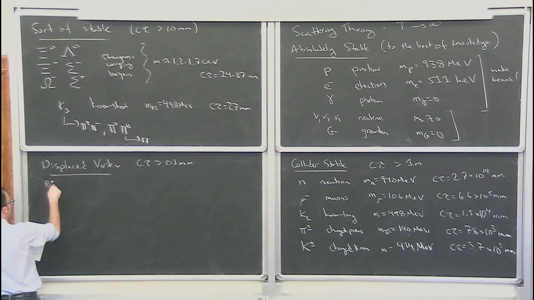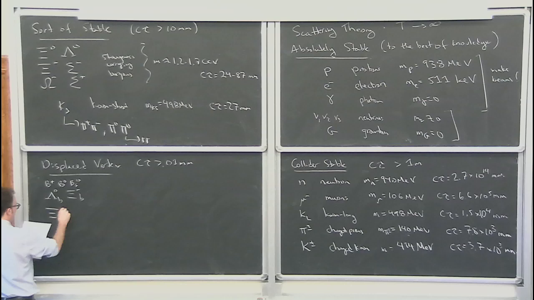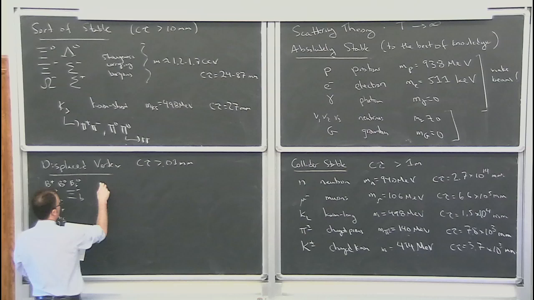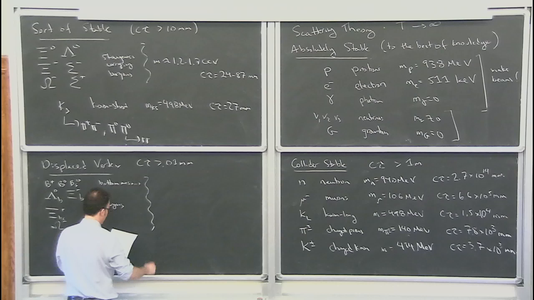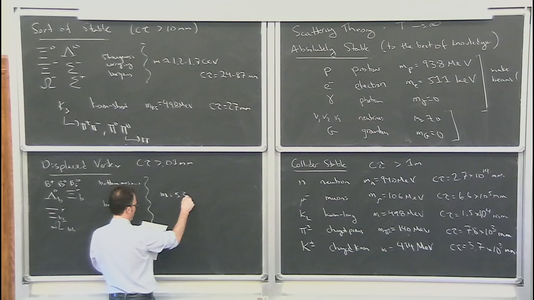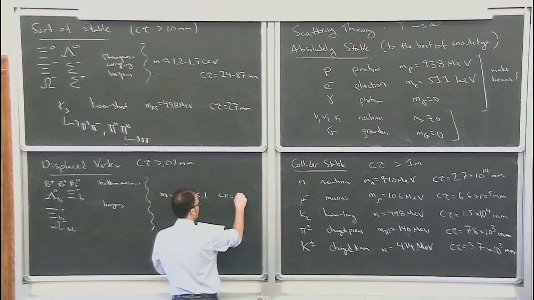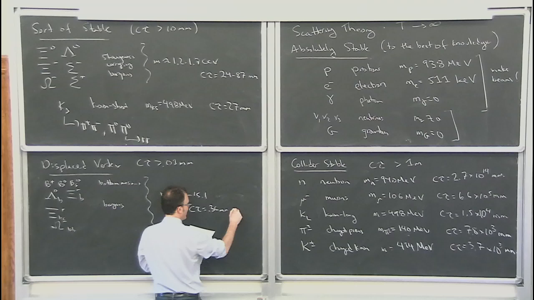So you have B mesons, you have lambda Bs, cascade minus B, cascade BC plus, omega minus BB. You know, basically these are a bunch of bottom carrying mesons or baryons, and some of them even have charm in them. These are states that have masses somewhere between 5.3 and 15 GeV, and they have lifetimes which are between 0.36 millimeters and 0.49 millimeters. So these are relatively short-lived objects.